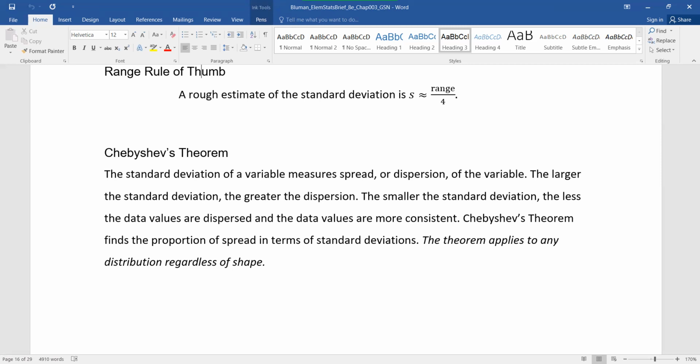All right. So the standard deviation of a variable measures the spread or dispersion of the variable. The larger the standard deviation, the greater the dispersion. The smaller the standard deviation, the less the data values are dispersed and the more consistent the data values are. That guy's theorem finds the proportion of spread in terms of standard deviation. The theorem applies to any distribution regardless of shape. Basically, some guy saw that in the standard deviation and made it his own, but it's basically what standard deviation is. Well, he saw it first, so he just made it his own. It's his theorem now.